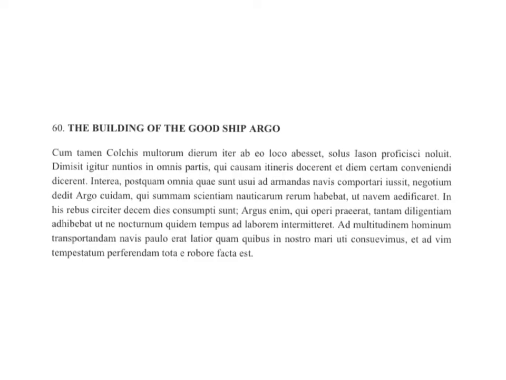Cum tamen colchis multorum dierum iter ab eo loco abesset, solus jason proficisci noluit. First sentence then, cum tamen. However, since, colchis is the nominative here, so it's the subject. Since colchis was many days' journey away, abesset, so here we've got the causal clause. However, since colchis was many days' journey away from abesset, from absum, I am away.